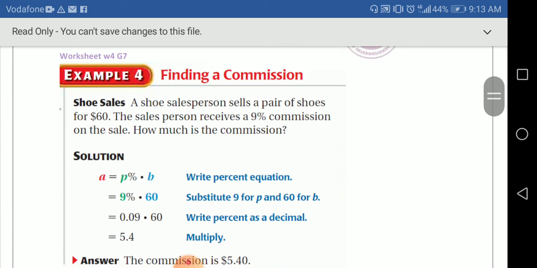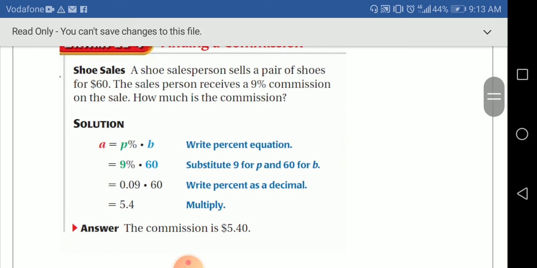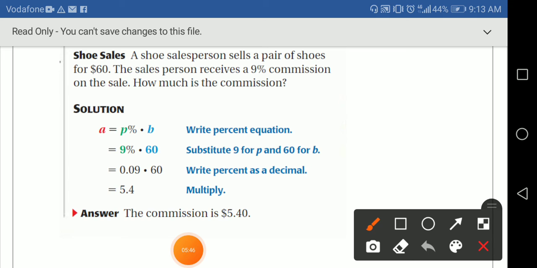Another example here, finding the commission. Okay, what are you talking about? Let's see together. A shoe salesperson sells a pair of shoes for $60. The salesperson receives 9% commission on the sale. How much is the commission?